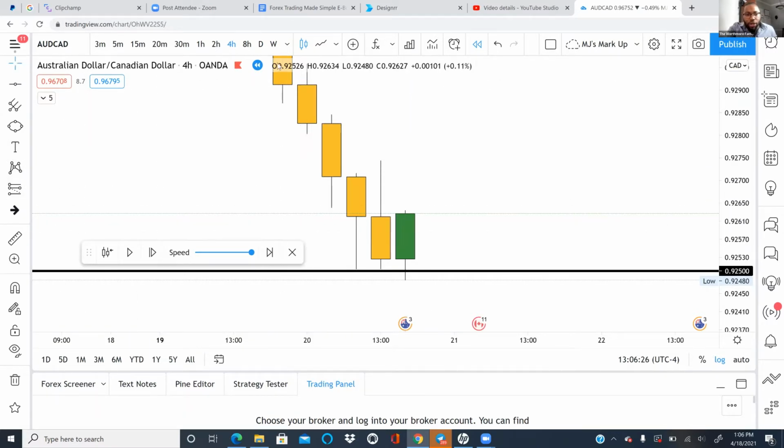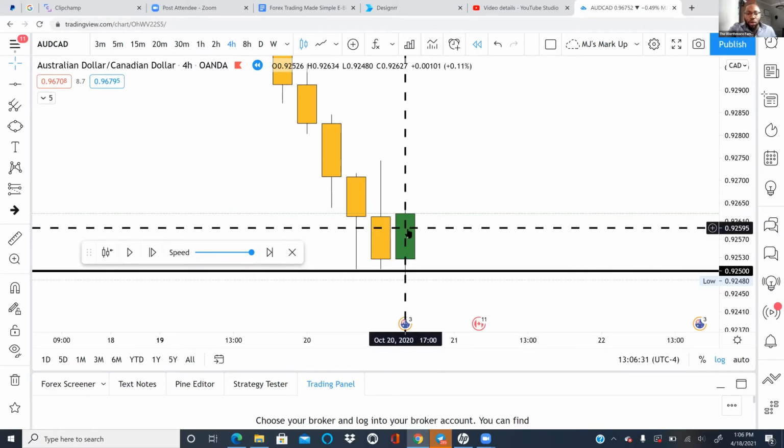And if we look up here, you'll see that the opening price, high price, low price, and closing price is shown. So the closing price of this candle was 0.92627.